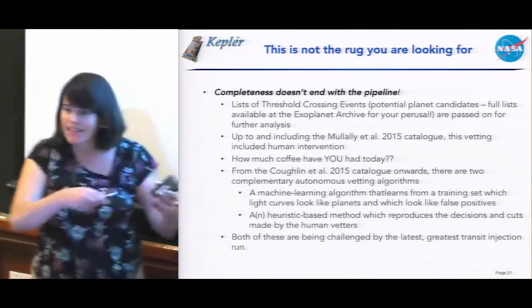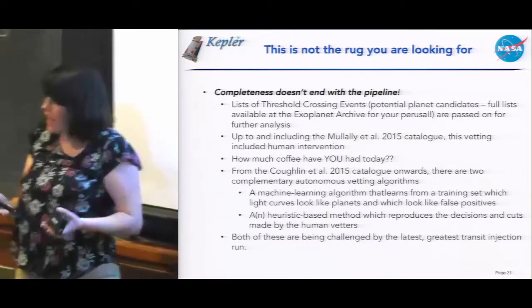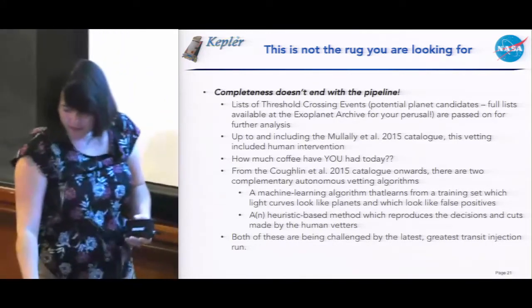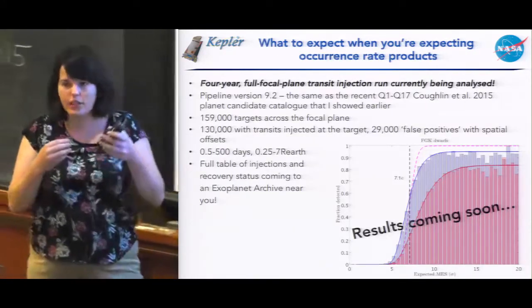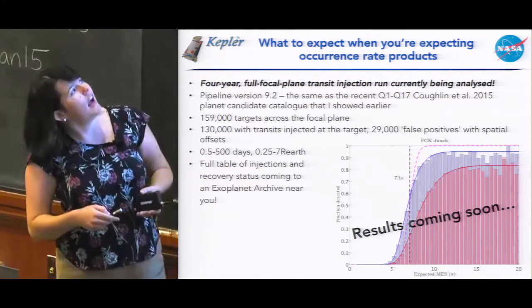Now the best thing about this is that I can take my transit injection and just push it straight through, and we can find out how well they do. Do they classify all of my real injected planets as planets? And this is the first time we've been able to classify that part of the process, since it's not part of the pipeline.